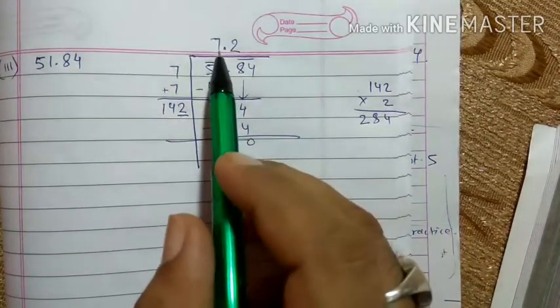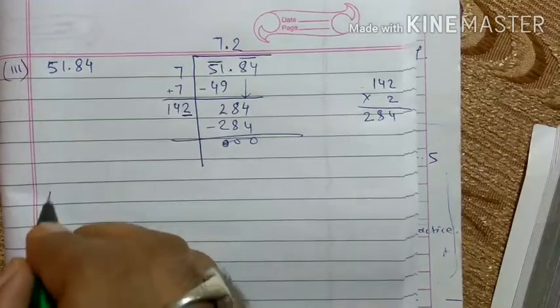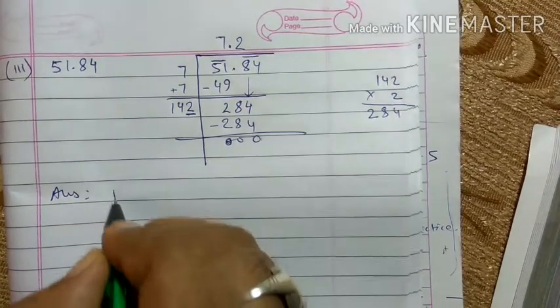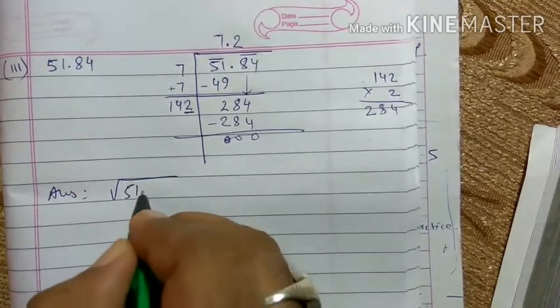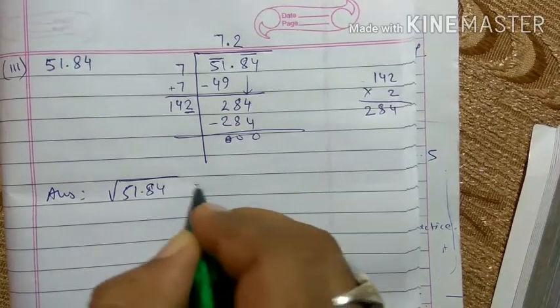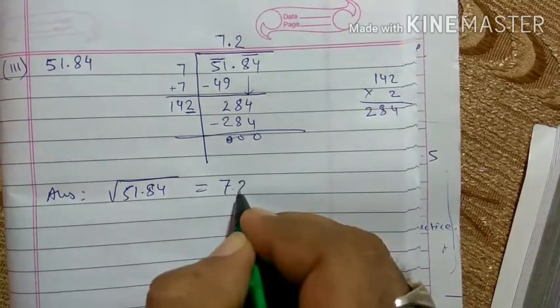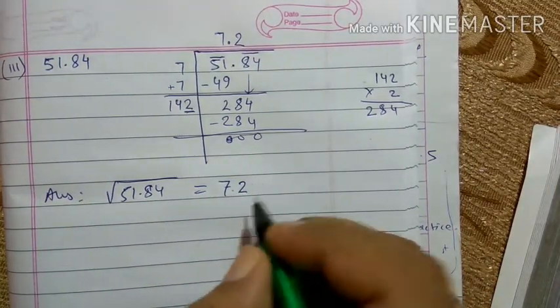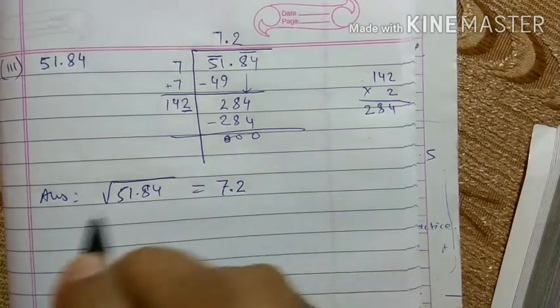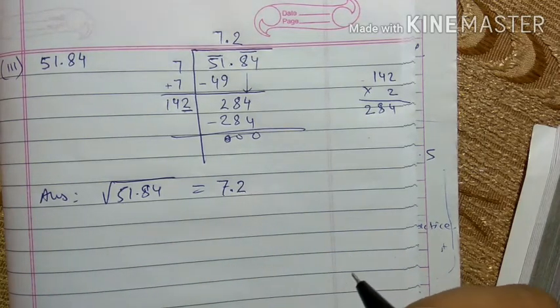So this makes the answer: square root of 51.84 is equal to 7.2. So like this way students, you have to solve all the questions of question number 3 on your own.